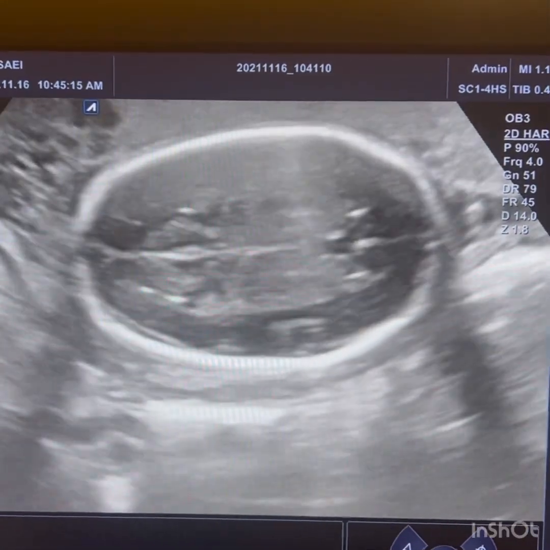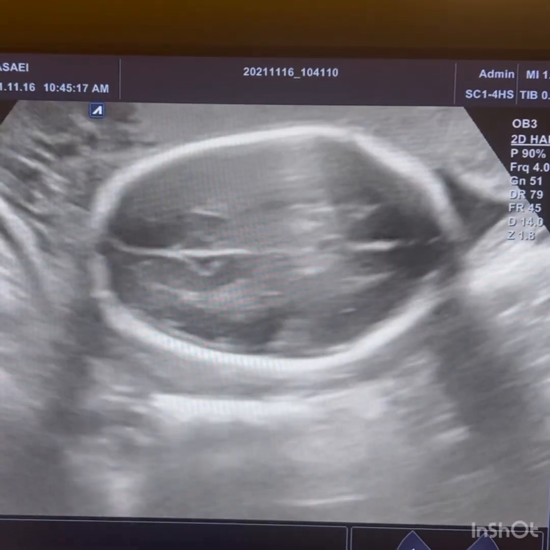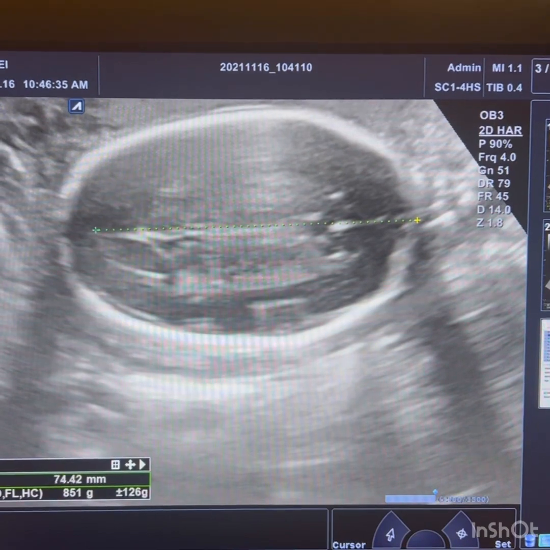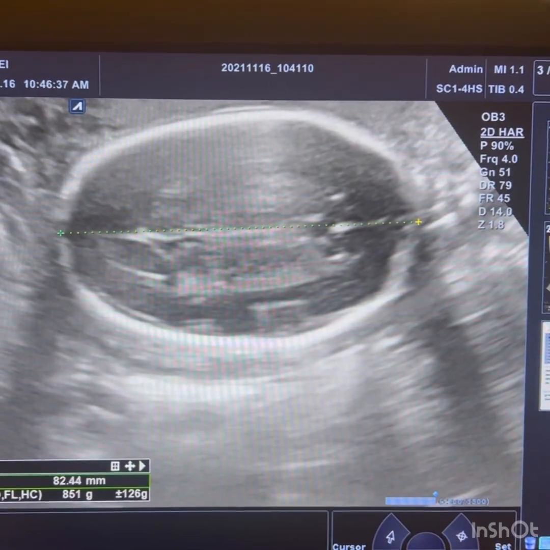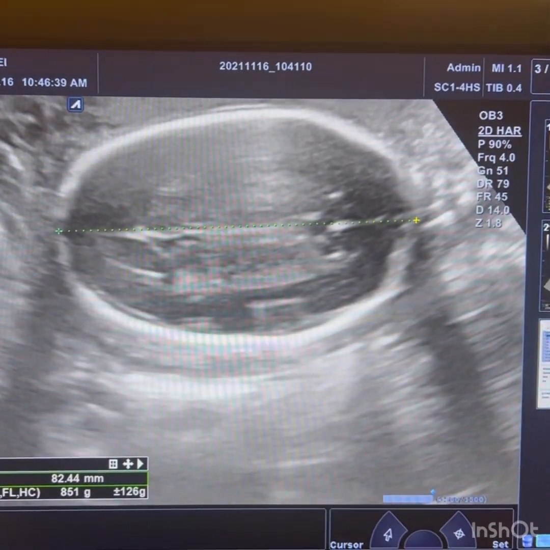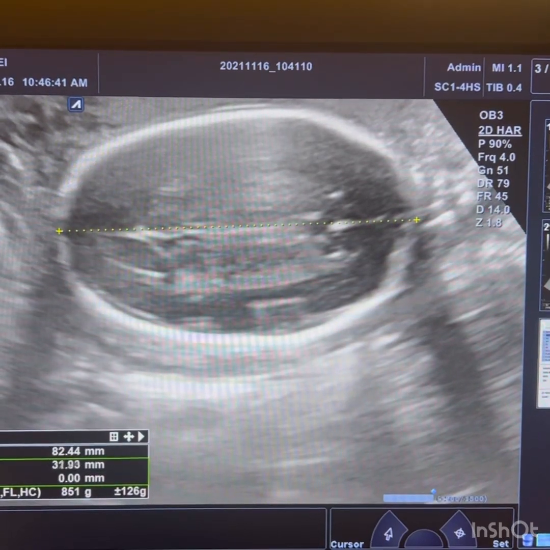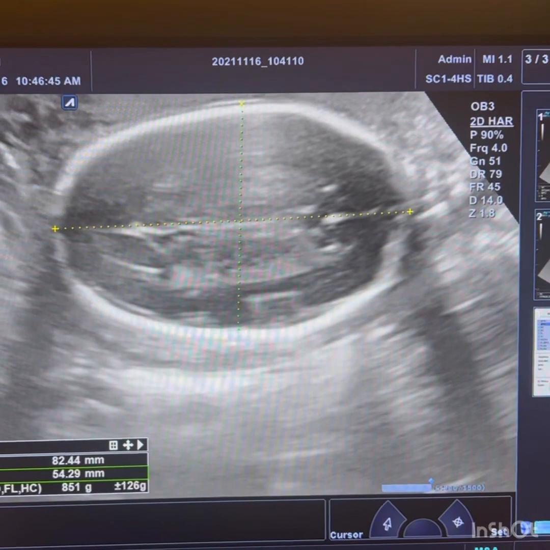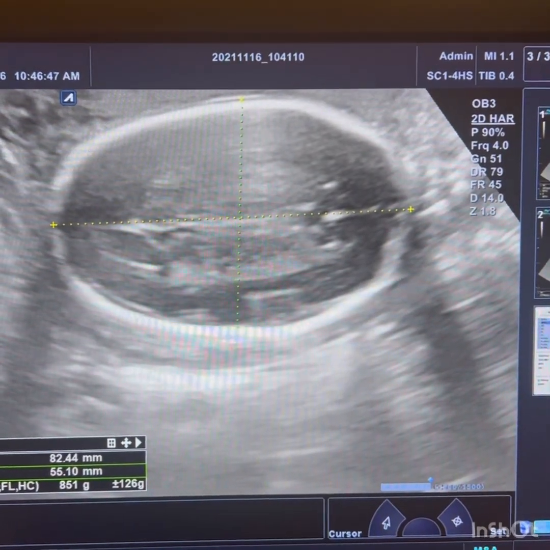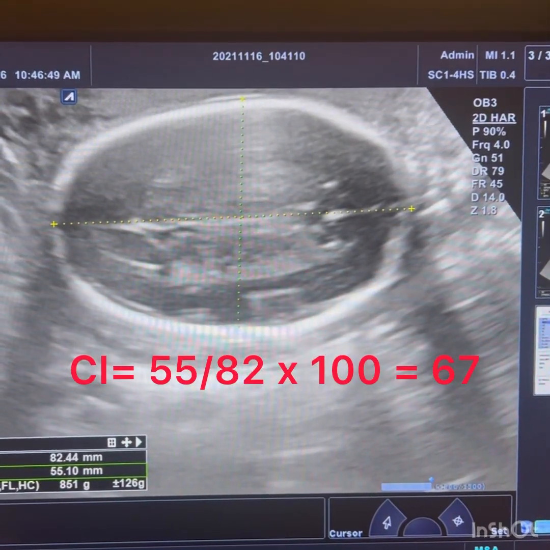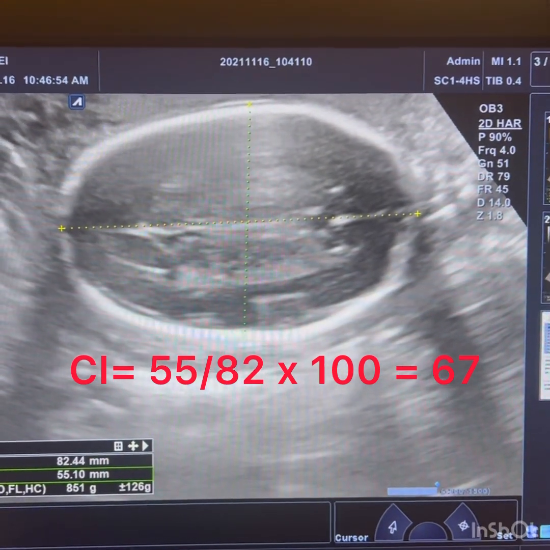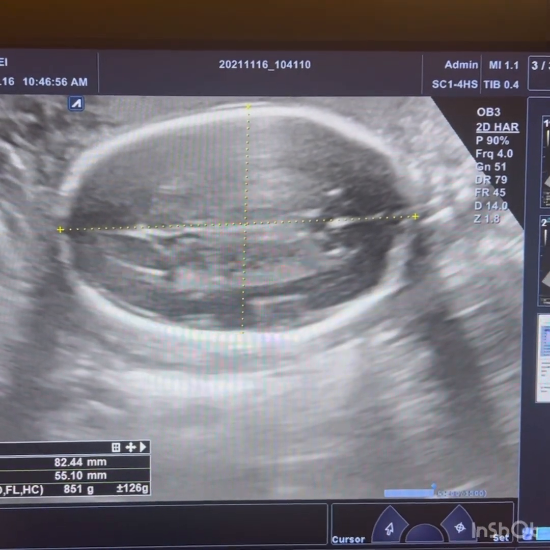Let's again calculate the cephalic index. The occipitofrontal diameter is about 82 millimeters and the biparietal diameter is about 55 millimeters, and the cephalic index would be 67, which is decreased, indicative of dolichocephaly.